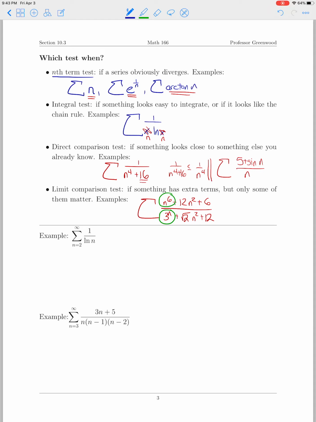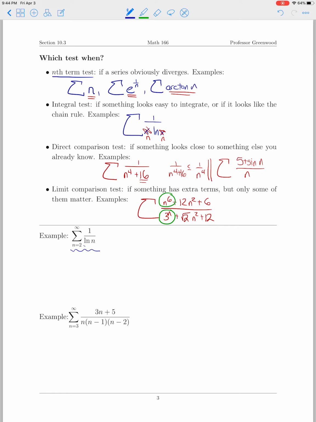And so for this example here, 1 over ln of n, there are a couple options here. It is the case that we could try the integral test and try and integrate 1 over the natural log of x. But that integral is also not going to be one that's particularly easy to do. And so while that technique would work, it's maybe not as convenient as another test.